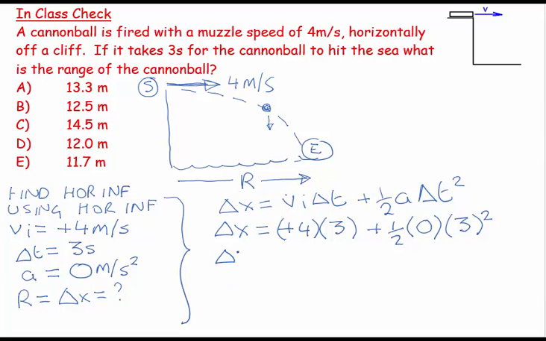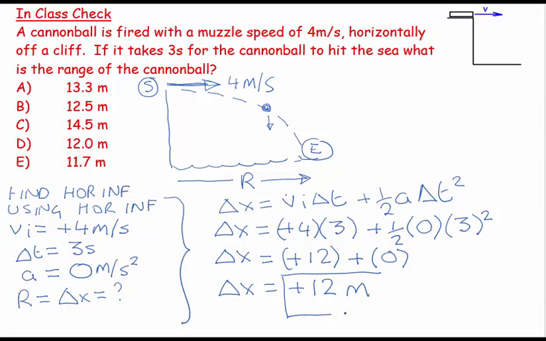So my horizontal displacement is equal to +12 added to, well, 0. Multiply anything by 0 and you get 0. So delta x is equal to +12 meters. And if I look on the side, I can see it's answer D on this.